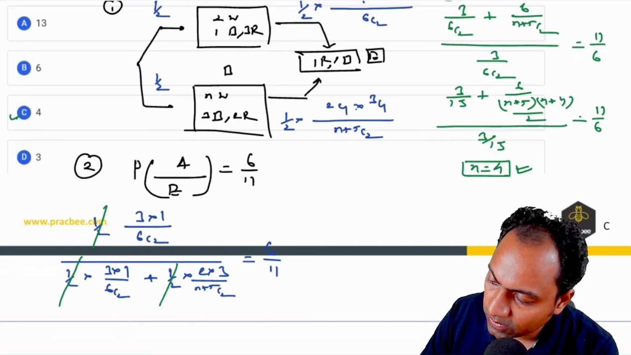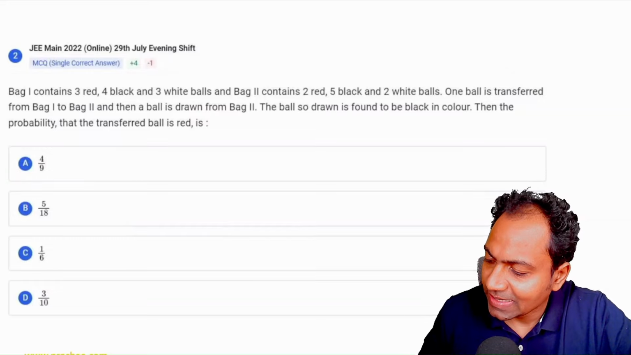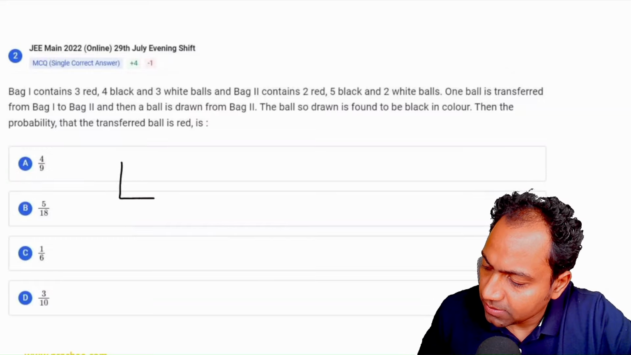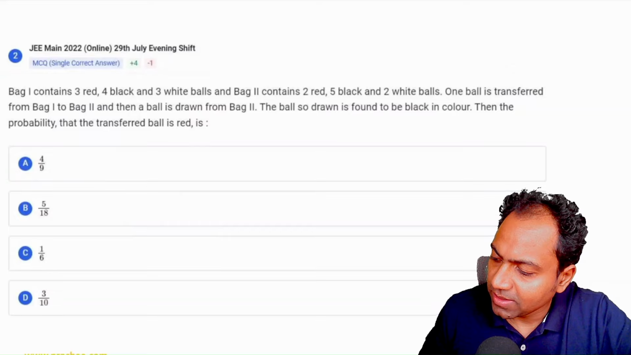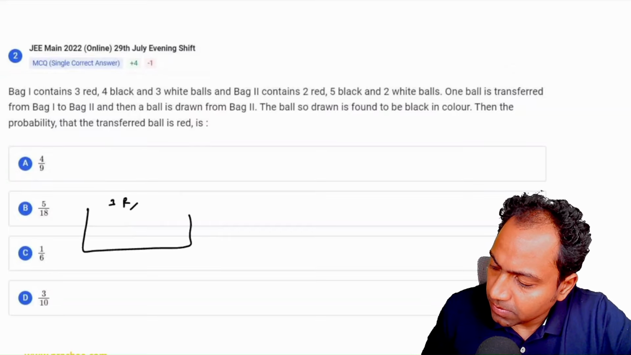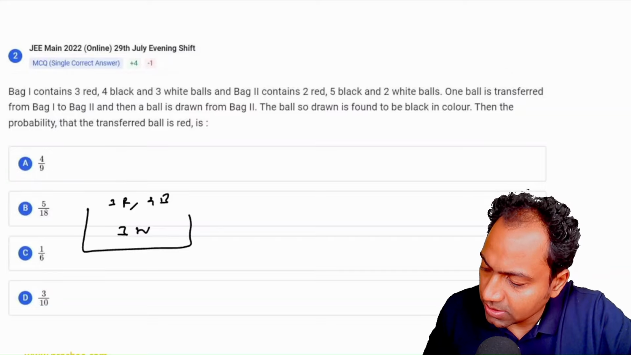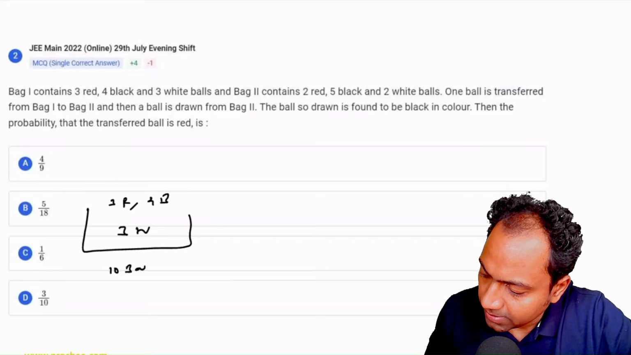Hence option C. Now let us say this 2022 question. In this 2022 question, what they are telling us is basically there is a bag 1, and this bag 1 contains 3 red, 4 black, and 3 white balls.